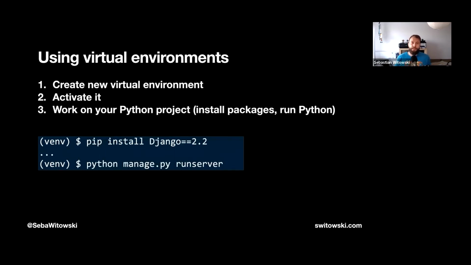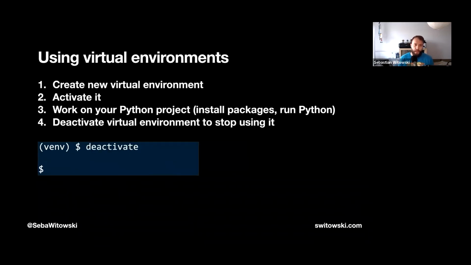And now we do everything as we would do normally when building a Python project. If we install a package with pip, it will be installed inside this virtual environment. If we run a Python script, it will have access to Python packages from this virtual environment. And if you want to stop using a virtual environment, you just have to run the deactivate command. When you call deactivate, it will revert all the changes that activate did. So you will go back to using the global Python version and global pip packages.